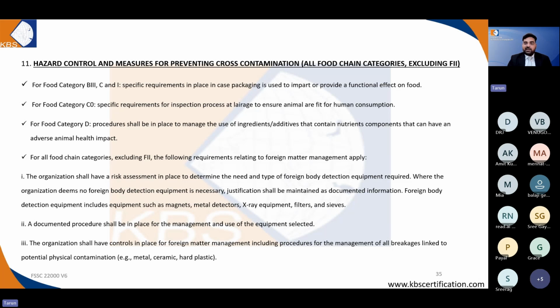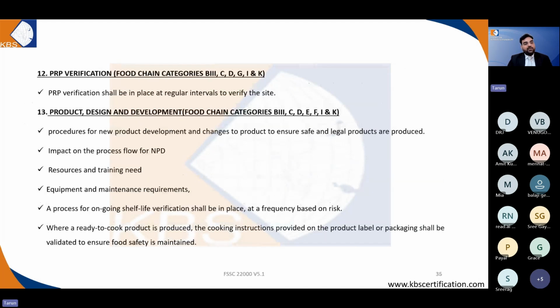Okay, so that is how this is standard asking for maximum controls. Okay, PRP verification. Each PRP must be verified. Okay, it must be verified on site. This is a must requirement.